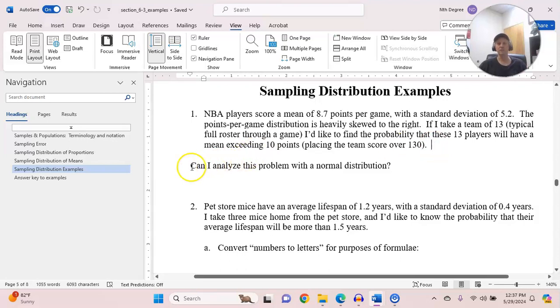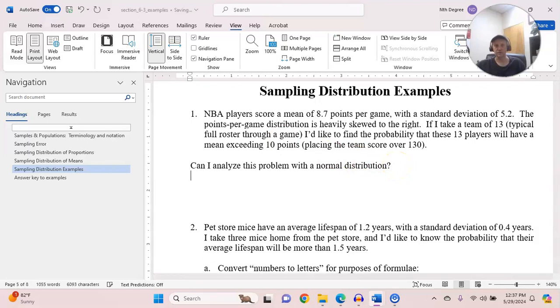The question I'm presenting is, can I analyze this problem with a normal distribution? Since I'm working with means, is the sampling distribution of means going to have a normal shape? I hope you remember we talked about how to analyze sampling distributions of means not too long ago. And we discussed something called the central limit theorem, which gives us information about its mean, standard deviation/standard error, and its shape. And do you remember what the conditions were for that shape to be normal?